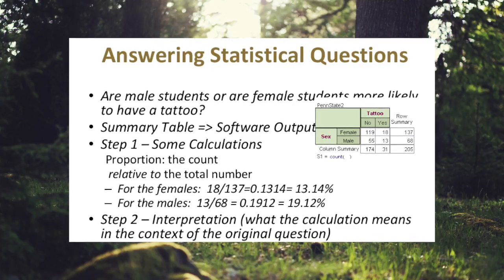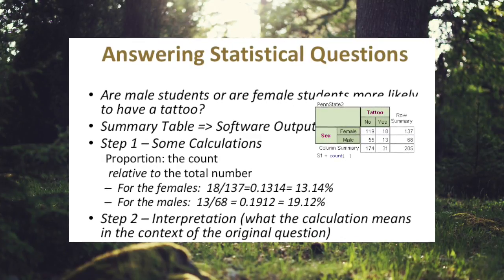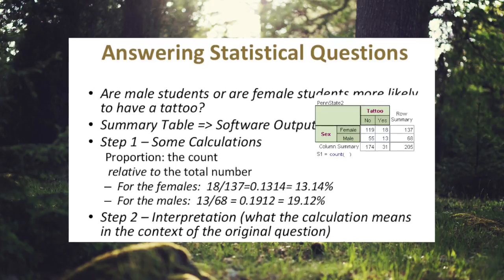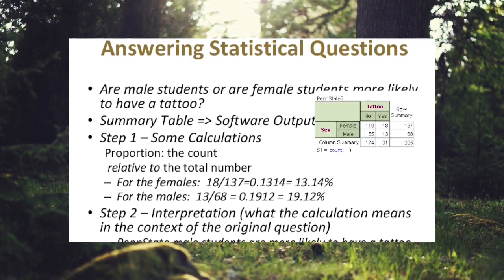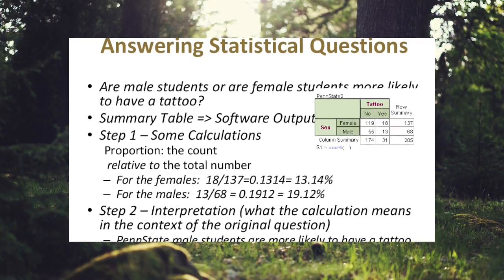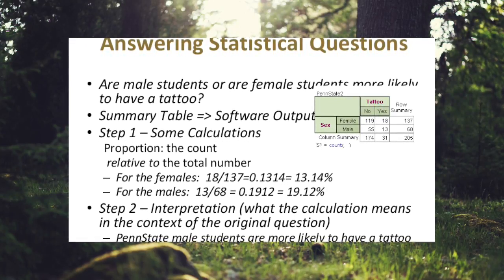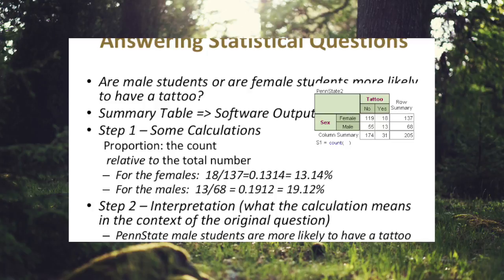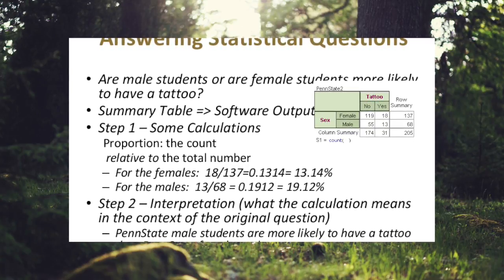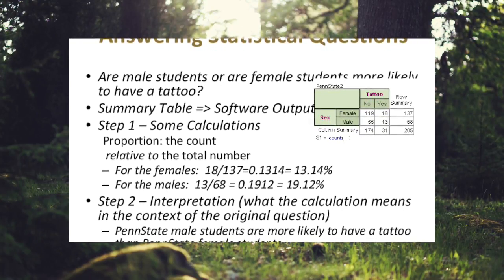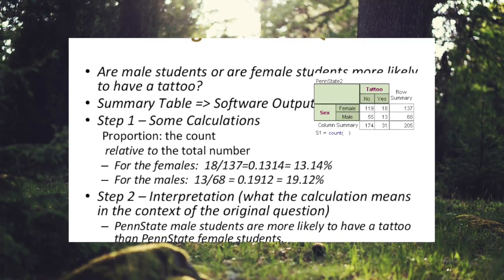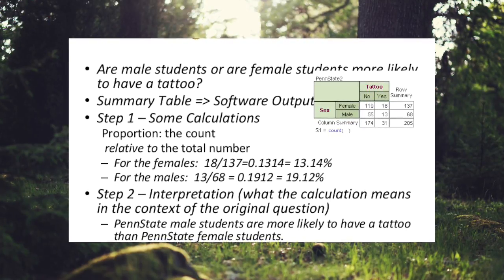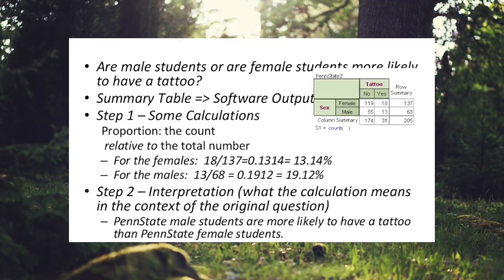Answering statistical questions. Are male students or female students more likely to have a tattoo? Summary table, software output. Step 1, some calculations. Proportion: the count relative to the total number. For females, 18 out of 137, which equals 0.13, which equals 13.14%. For males, 13 out of 68, which equals 0.19, which equals 19.12%.